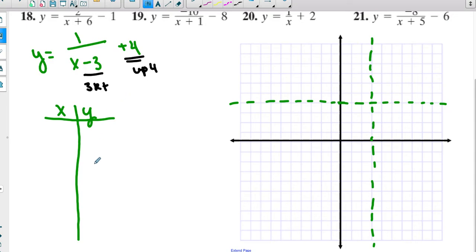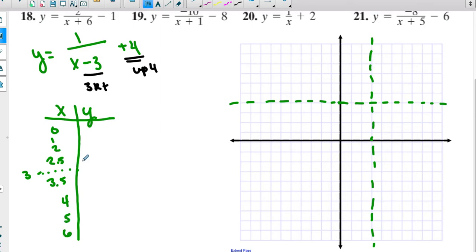All right, so 3 to the right means that was positive 3. So I'm not picking positive 3. I'm going to pick 4 to the left, and I'm picking 4 to the right. So I'm going to go with 2.5, 2, 1, and 0, 3.5, 4, 5, and 6.